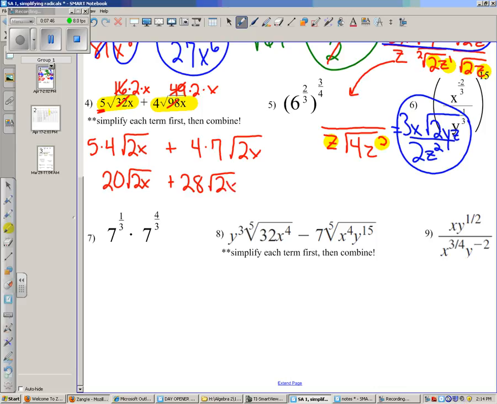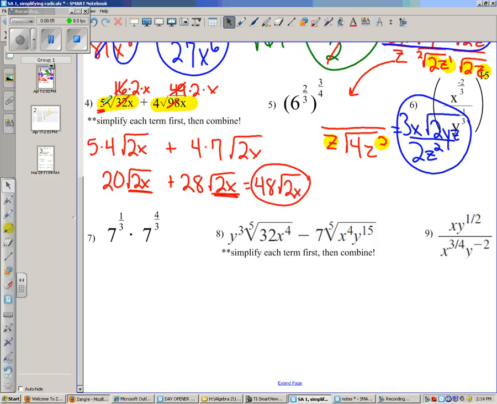But now I'm ready to add. So here I have 20 square roots of 2x. Here I have 28 square root of 2x. So how many square root of 2x's do I have? I have a total of 48 of them. So this is the final answer for number 4.